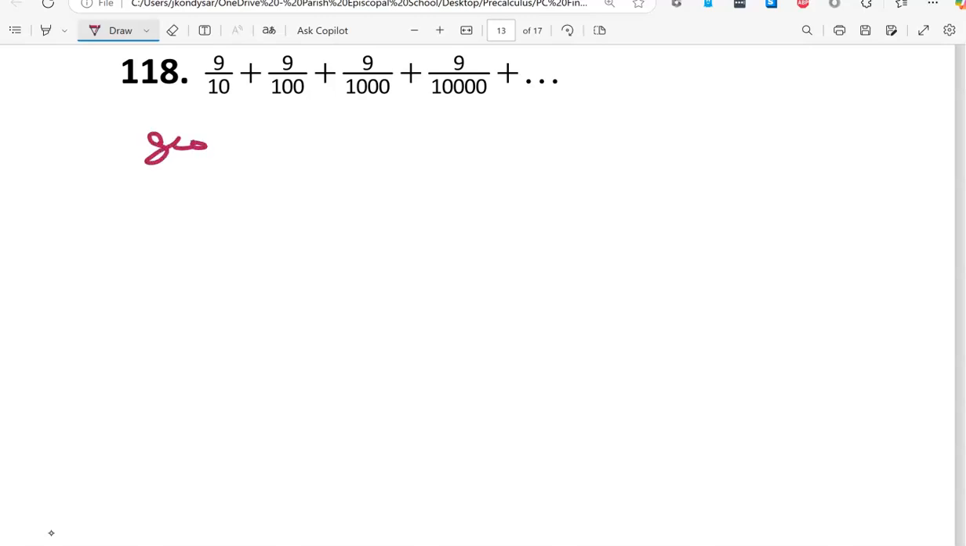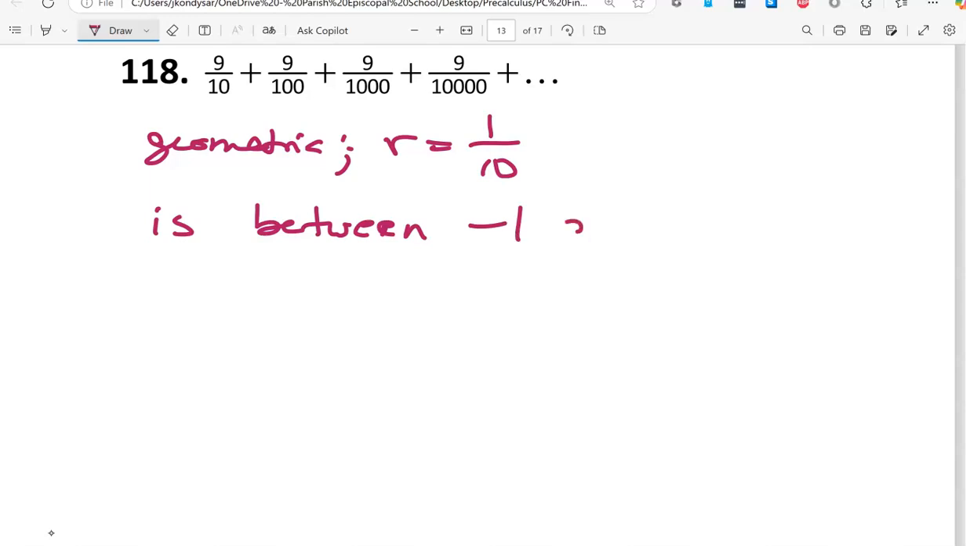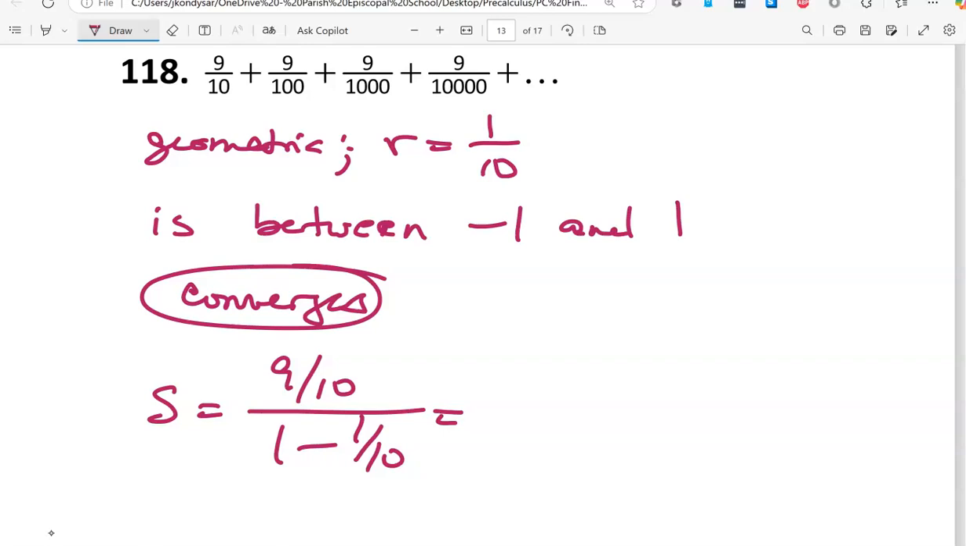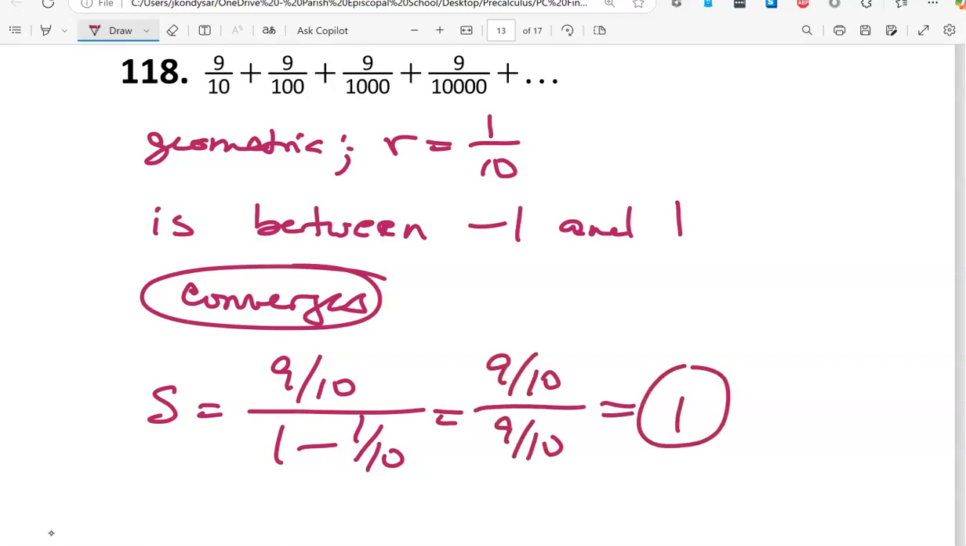In 118, we have a geometric series with an r value of 1/10, since we multiply each term by 1/10 to get each subsequent term, and that value is between -1 and +1, so this series converges. If it converges, we will find its sum, and so its sum is equal to the first term, 9/10, divided by 1 minus the common ratio, 1/10. So that's 9/10 divided by 9/10, which is 1.